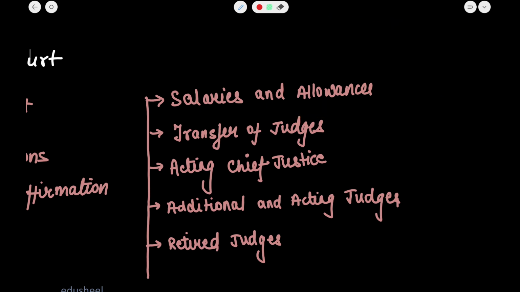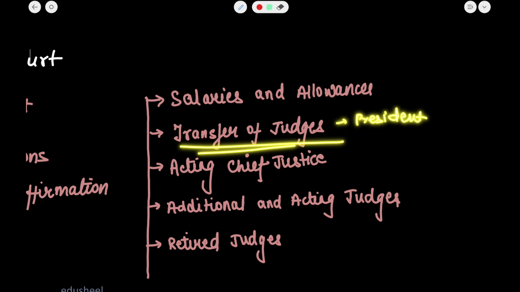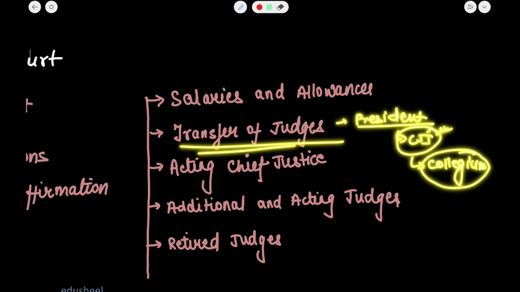Now what about the transfer of the judges? The President can transfer a judge from one High Court to another by consulting the Chief Justice of India, and the Chief Justice of India further consults the collegium. I already told you, the advice of the Chief Justice of India is not sole here. He has to consult the collegium, and whatever decision the collegium takes, then the President transfers the judge.